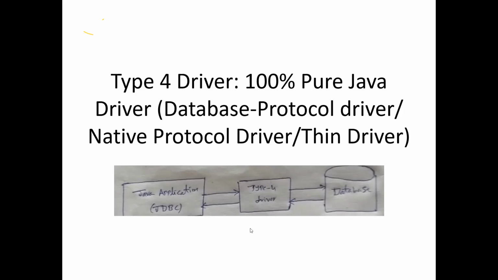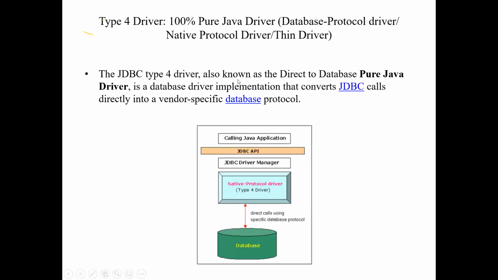Here we will directly communicate from the Java application to the database and from the database to the Java application. That's why most of the programmers are using the type 4 driver. Now we will see the type 4 driver structure. Type 4 driver, also known as direct to database, pure Java driver. This is very, very helpful for Java applications. Our main agenda is to communicate the Java application to the database. The type 4 driver provides 100% pure Java. That's why this is very, very important, a big advantage for the type 4 driver.